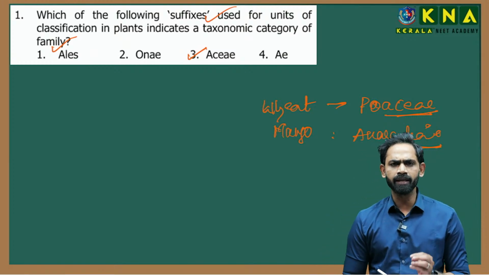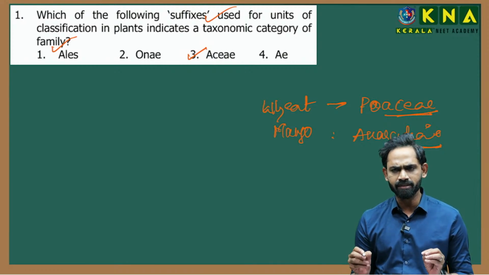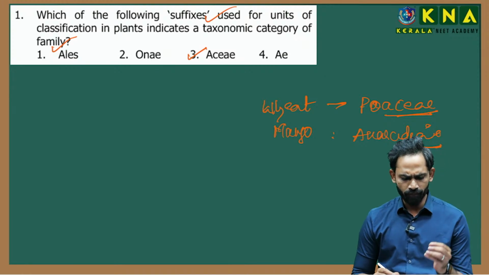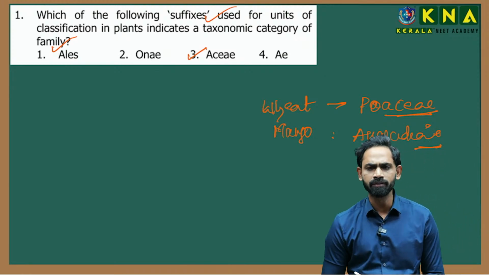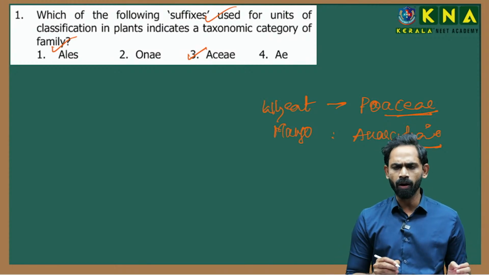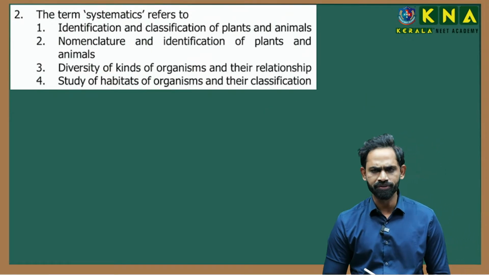So, in case of the plants, when it comes to the Aceae, that indicates the family. So, for the first question, going for option 3. Example is wheat, Poaceae, mango, Anacardiaceae. Now, I am going for the next question.